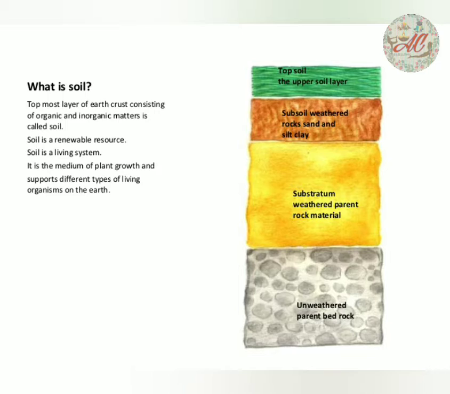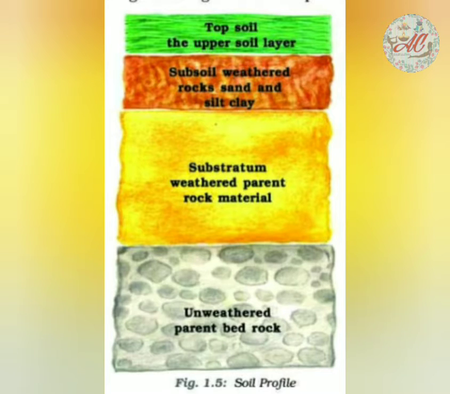The second layer is subsoil, the layer of soil between the surface of the ground and the hard rock under it. It consists of greater minerals and materials of iron and aluminium compounds than topsoil. There is less humus in this layer, right? Third is substratum, weathered parent rock material. It lies just below the subsoil. It is the first stage of soil formation.